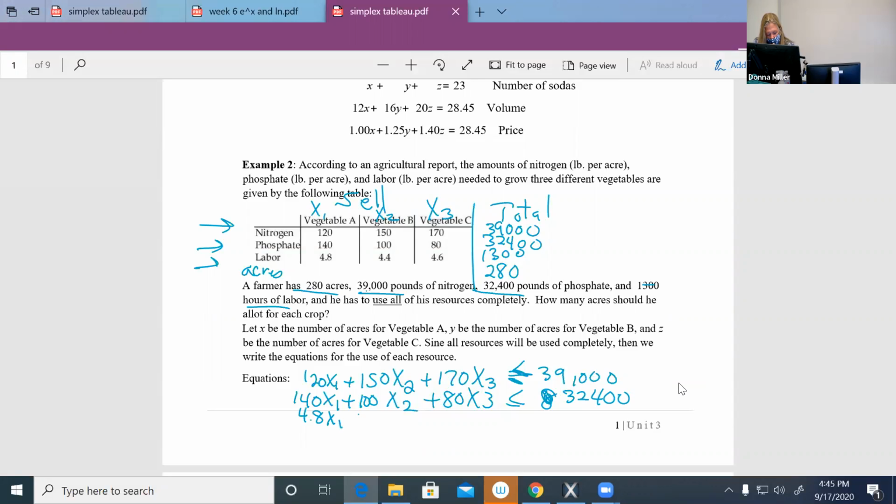4.8x1 plus 4.4x2 plus 4.6x3 is less than or equal to 1,300, right? And the acreage, that's x1 plus x2 plus x3, the total acreage that I grow my vegetables on has to be less than or equal to 280. So what I've just written here are all the constraints for the problem, all right? Just by setting up a table, I have an organized way of looking at them, okay?